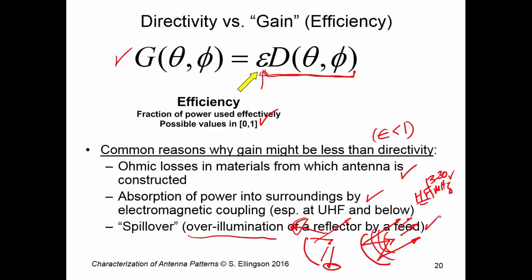So for reflector antennas, we have significant efficiency losses because it's hard to match feeds to reflectors without having some spillover. Now, there are other ways we can have reduced efficiency, but I'm just trying to give you an example of a few that are common.